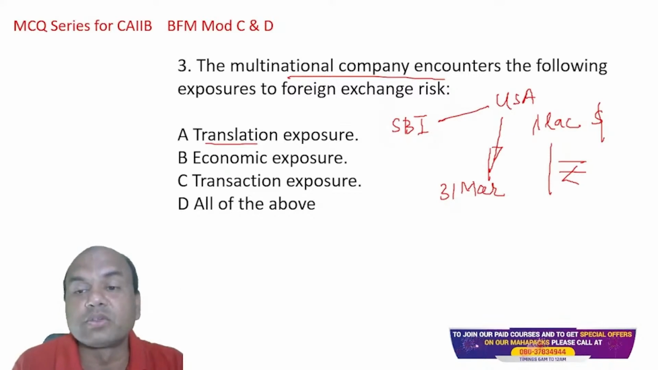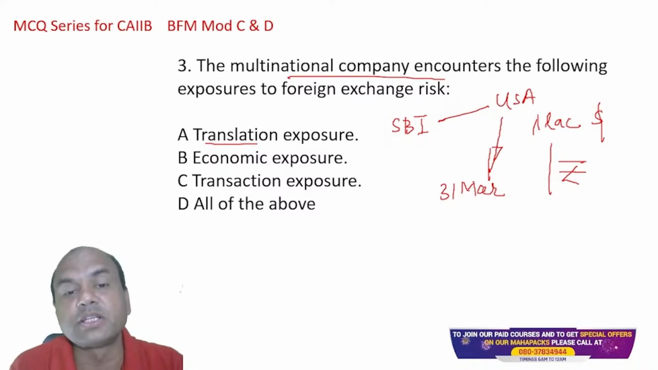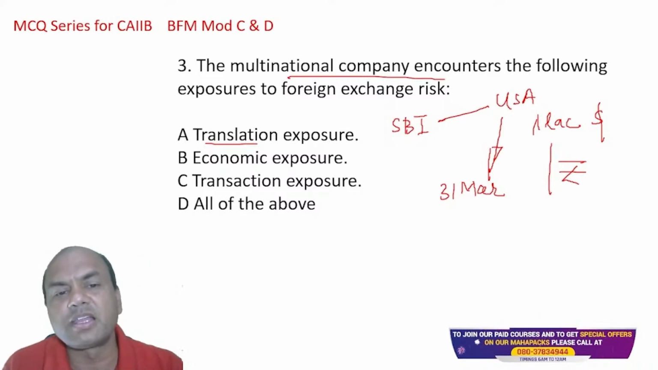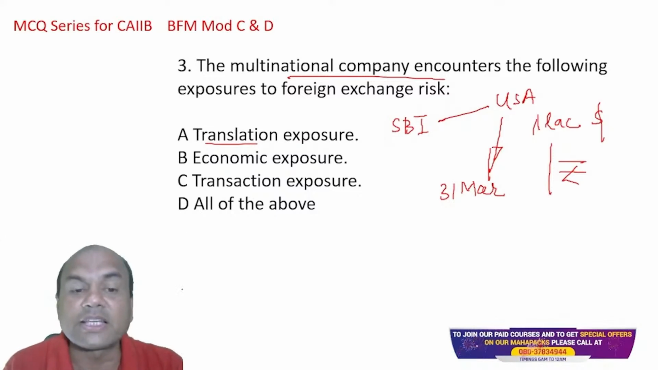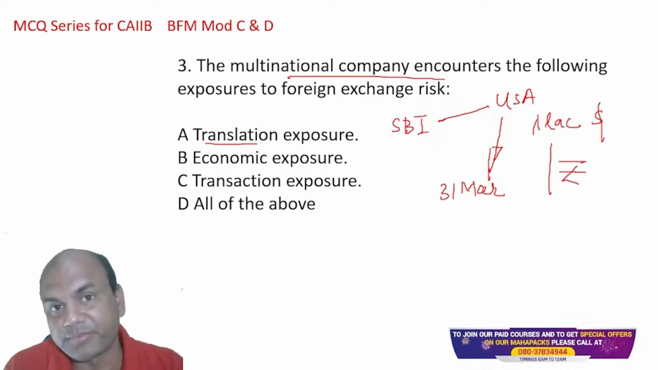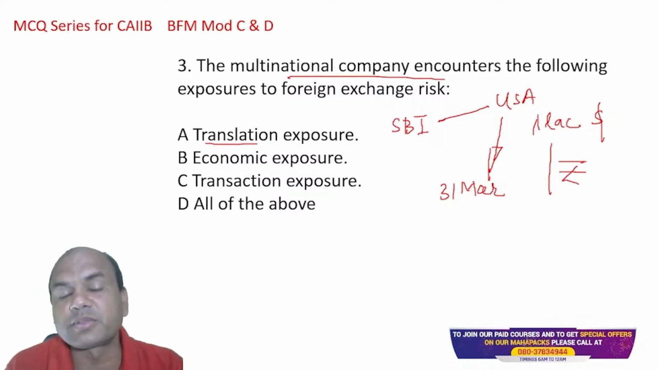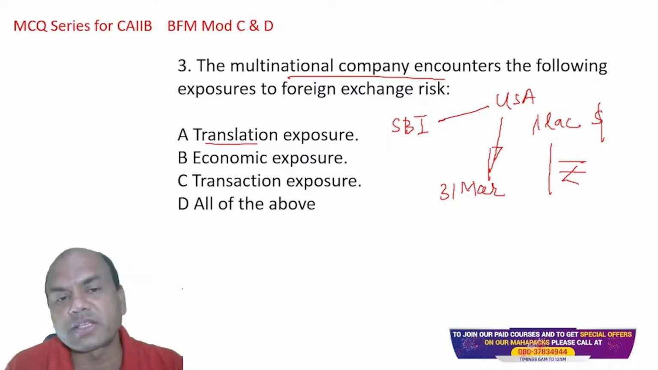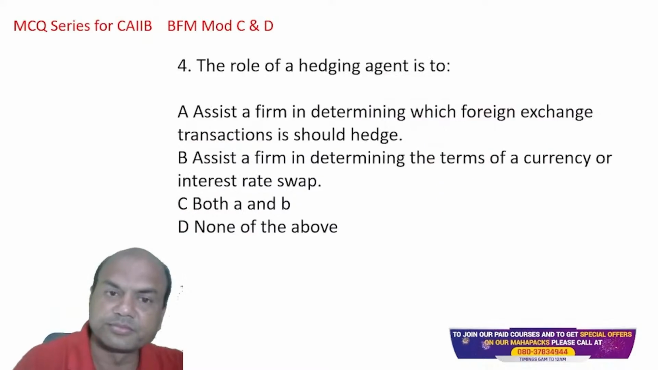Whenever I convert this notionally, whatever notional profit or loss I have is known as the translation exposure. Economic exposure means basically economics related to financial. Transaction exposure means related to transaction, settlement. Mainly this will be settlement exposure. So any MNC will see what types of exposures, all of these, isn't it?